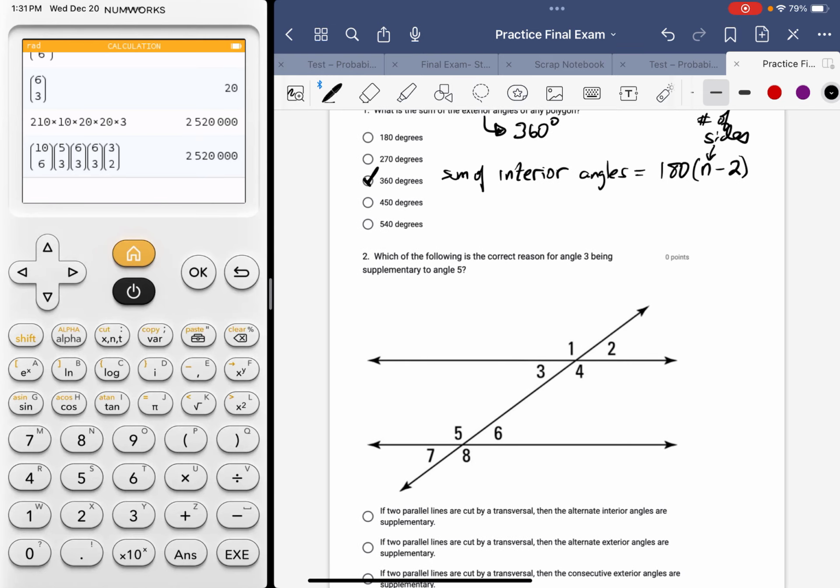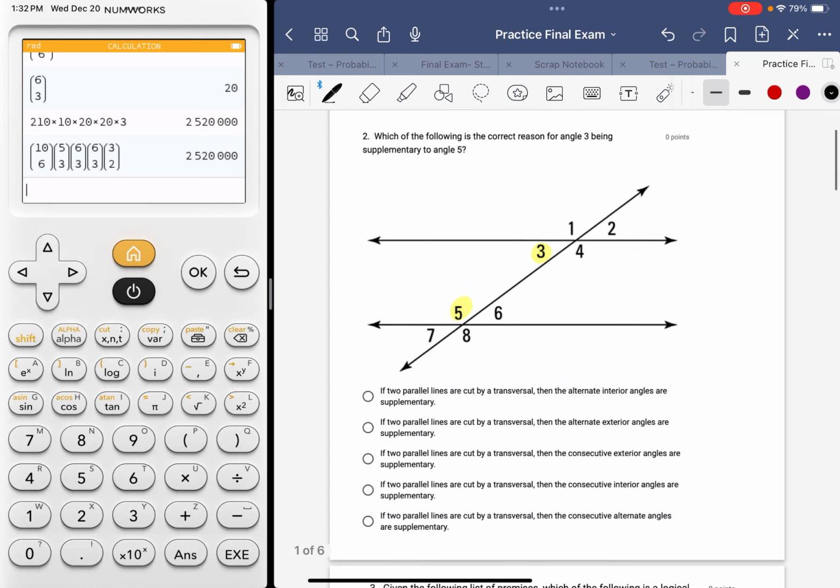Which of the following is the correct reason for angle 3 being supplementary to angle 5? Here's 3, here's 5. All right, they're same side interior angles. So consecutive interior angles. Consecutive is same side.